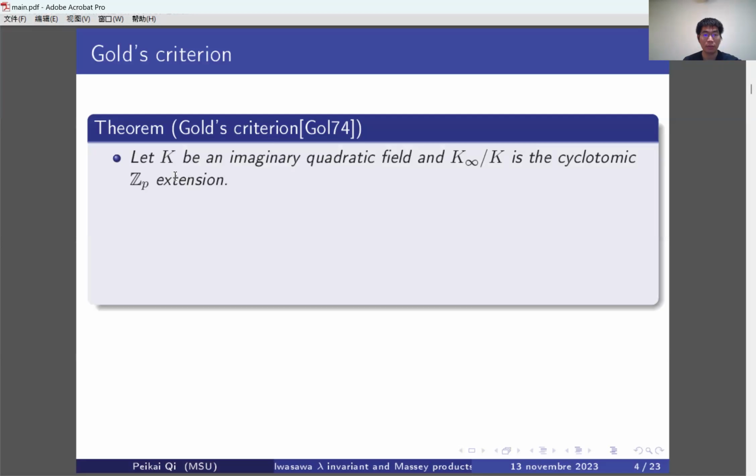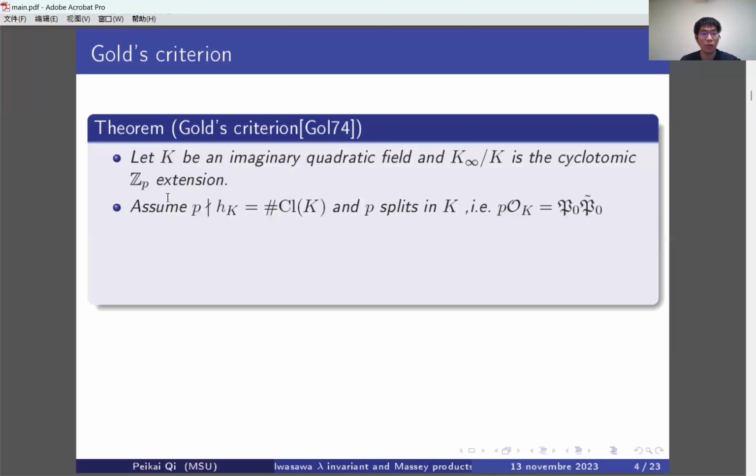So let K be an imaginary quadratic field, and K infinity over K is the cyclotomic Z_p extension. Here, a cyclotomic Z_p extension means you construct this extension. For a number field, you can always construct a Z_p extension. Some number fields have a lot of Z_p extensions, some may have only a few, but they all have a canonical one, obtained by adjoining the p-power roots of unity. This canonical Z_p extension is called the cyclotomic Z_p extension.